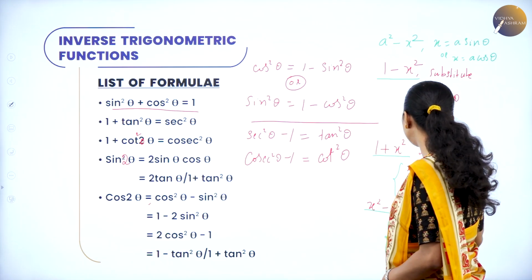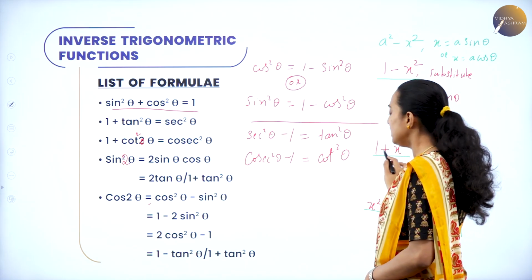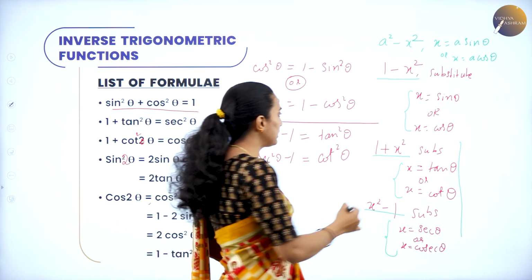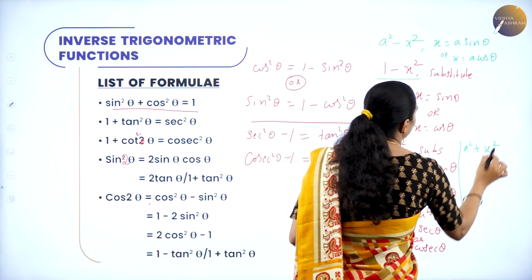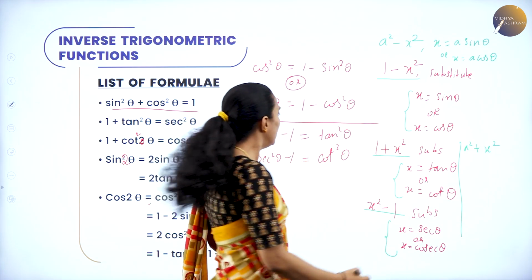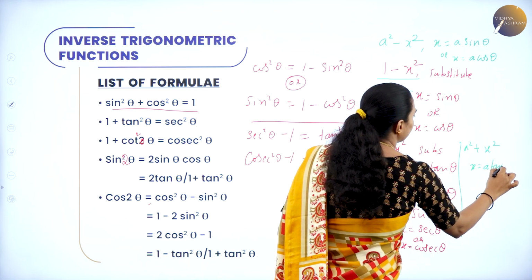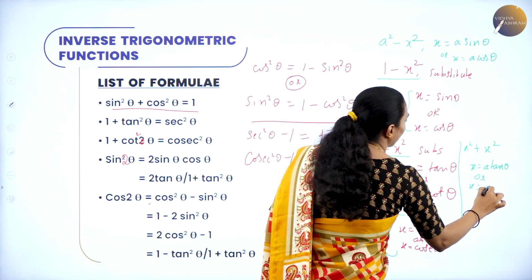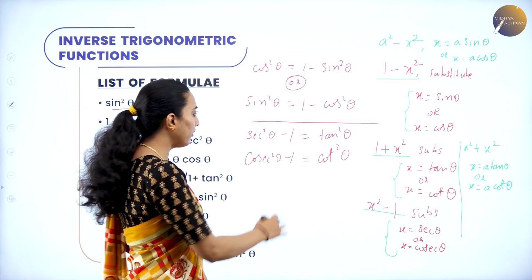Similarly, if you are having, what shall I write here, in place of 1 plus x squared, a squared plus x squared, I think you came to know now what to substitute. So you are going to have x is equal to a tan theta, correct na? Or x is equal to a cot theta. This you have to remember. Next, if you are going to have in the form of what?